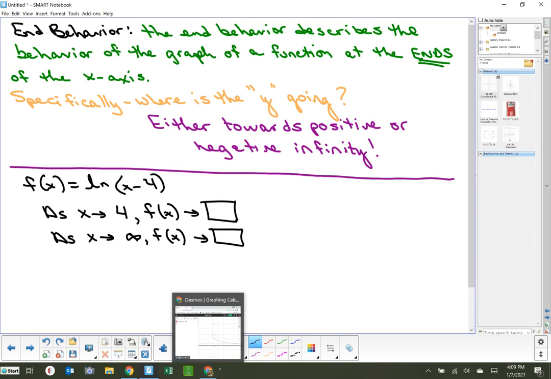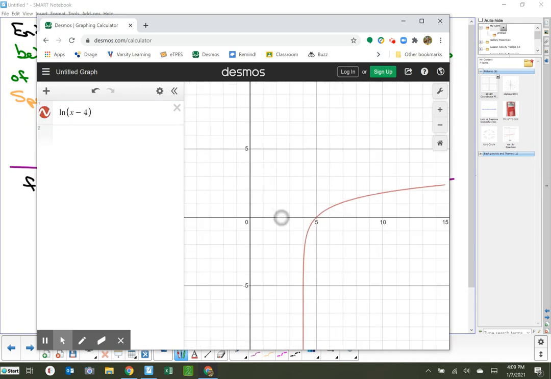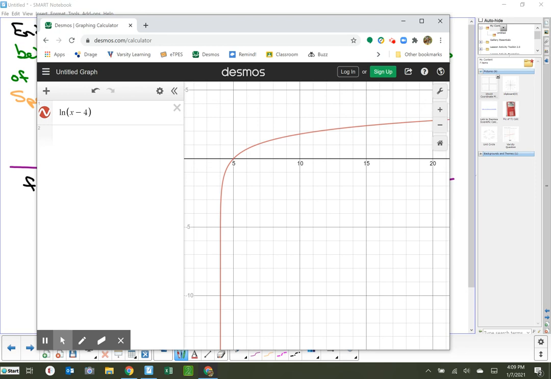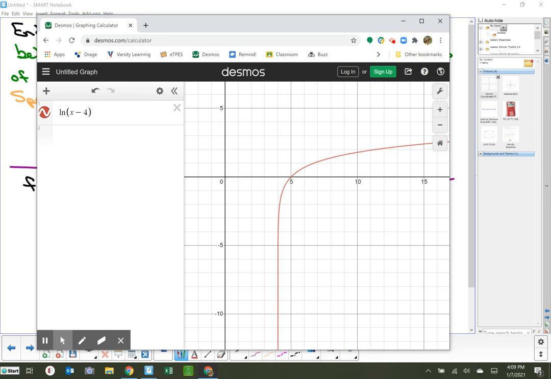So we're going to pop over here. We're going to change our function. So we have the natural log. This was x minus 4. All right, so here's the graph of the natural log of x minus 4. And we can see it's moved over a little bit, right? There's our actual xy origin.